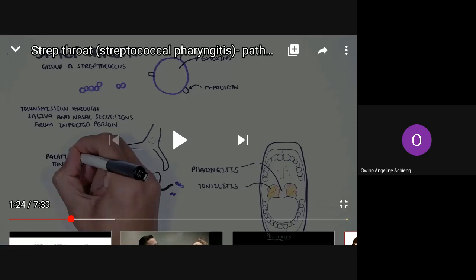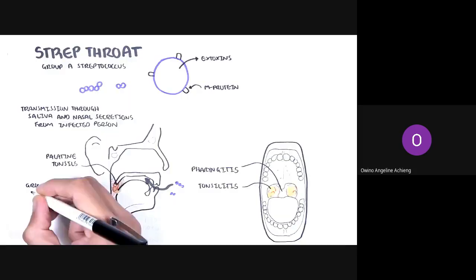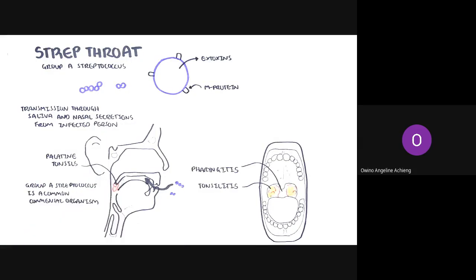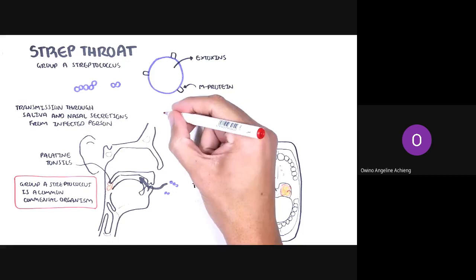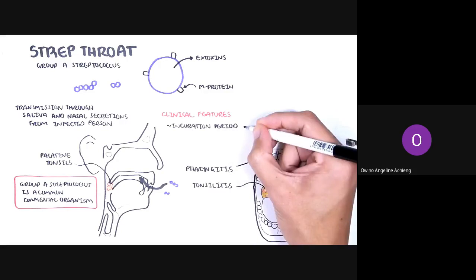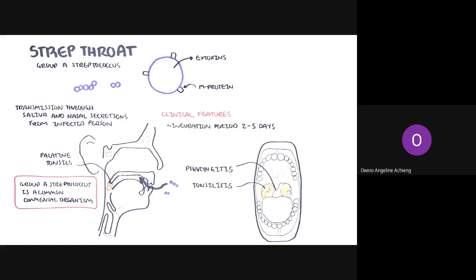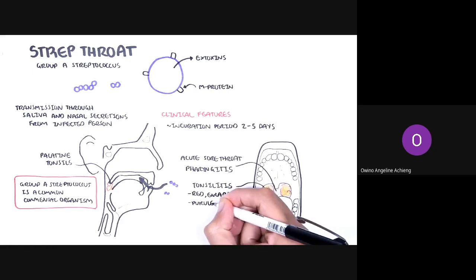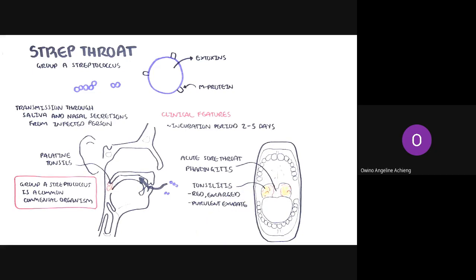Take your notes. However, it's also important to remember group A Streptococcus is an important commensal organism as well, meaning that a lot of people have group A Streptococcus normally residing in their oral cavity and nasal cavity. The incubation period of strep throat is usually 2 to 5 days of no symptoms. When symptoms do arise, bacterial tonsillitis causes sudden onset fevers, sore throat, pharyngitis, and tonsillitis, which is reddening of the tonsils, enlargement, and purulent exudate. On the soft palate, you can also see palate petechiae.